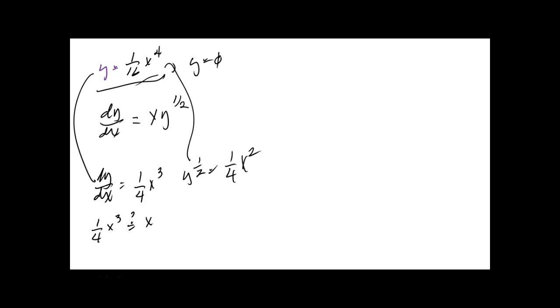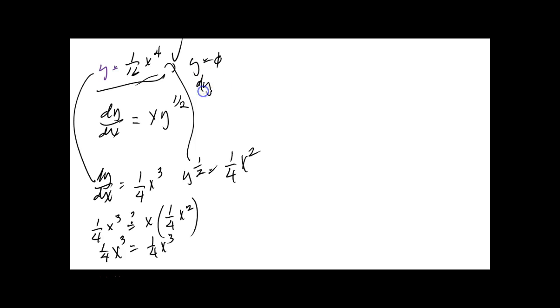Okay, so now let's put that in. 1/4 x squared. And sure enough, look at what you get. Multiply that through and you get 1/4 x cubed, and that's equal to 1/4 x cubed. Yeah, that works. Let's do the other one. Not going to be too hard, is it?